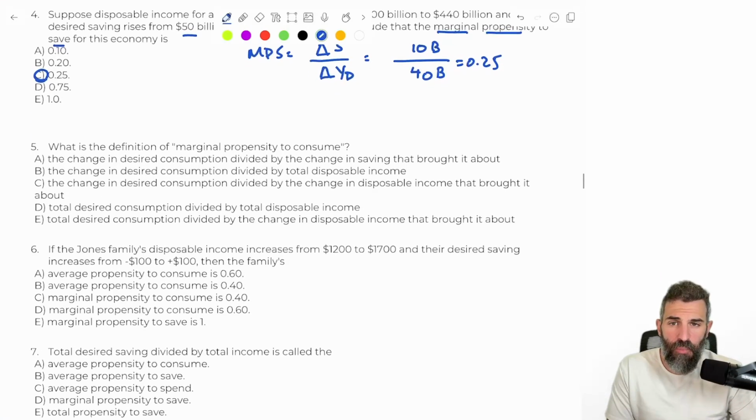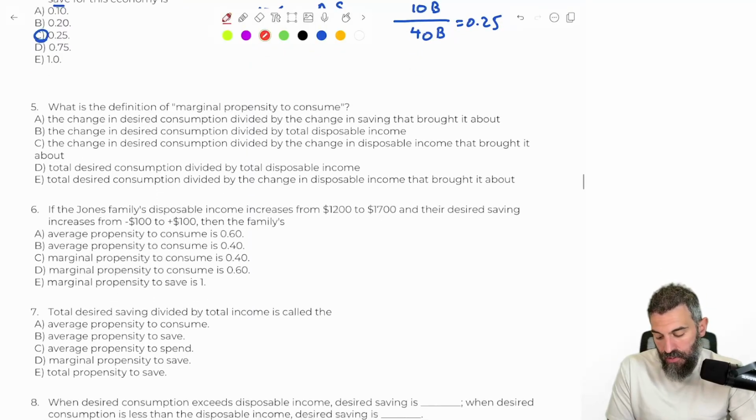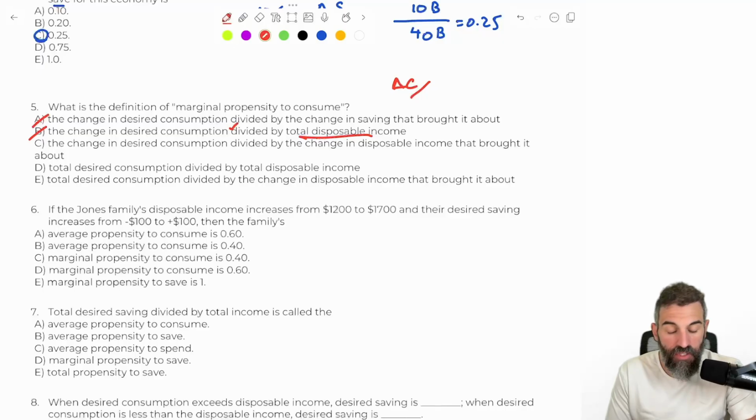What is the definition of marginal propensity to consume? Let's go through the options. The change in desired consumption divided by the change in savings. The change in desired consumption, that's true. Divided by the total disposable income? No. Remember, it's the change in consumption divided by the change in income. The change in consumption divided by the change in disposable income that brought it about. That's the one.